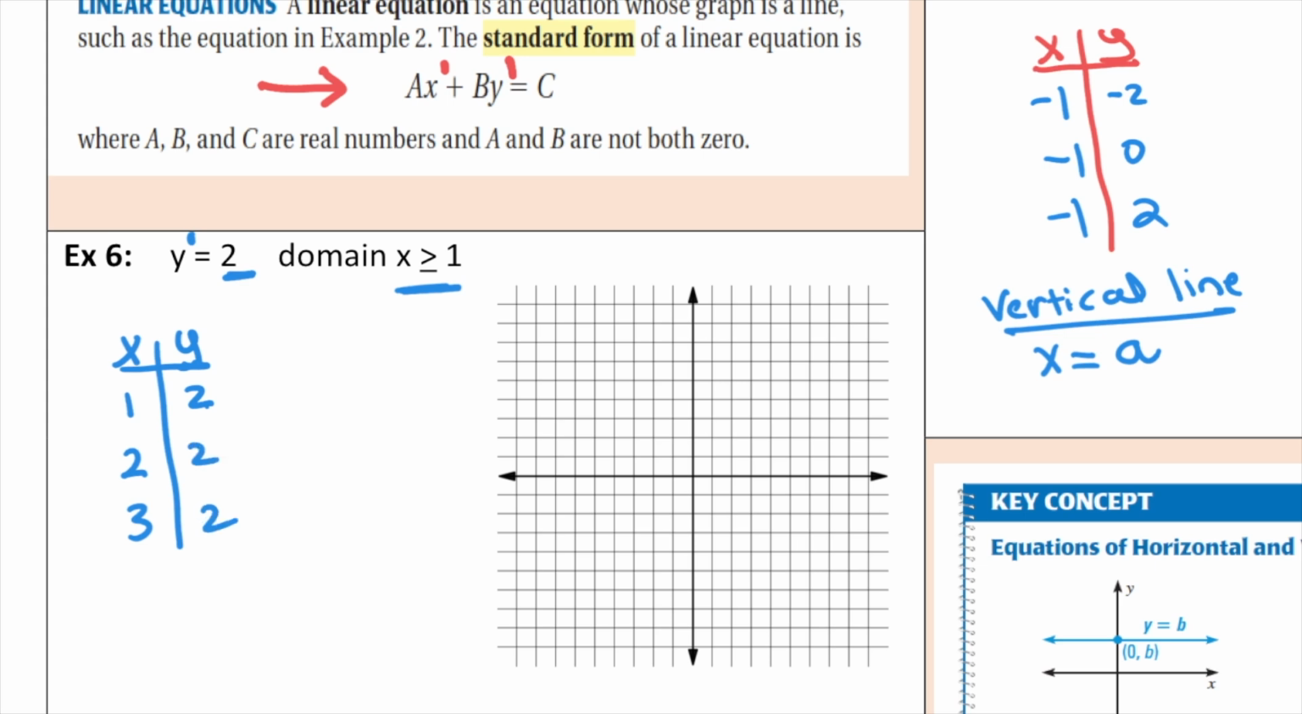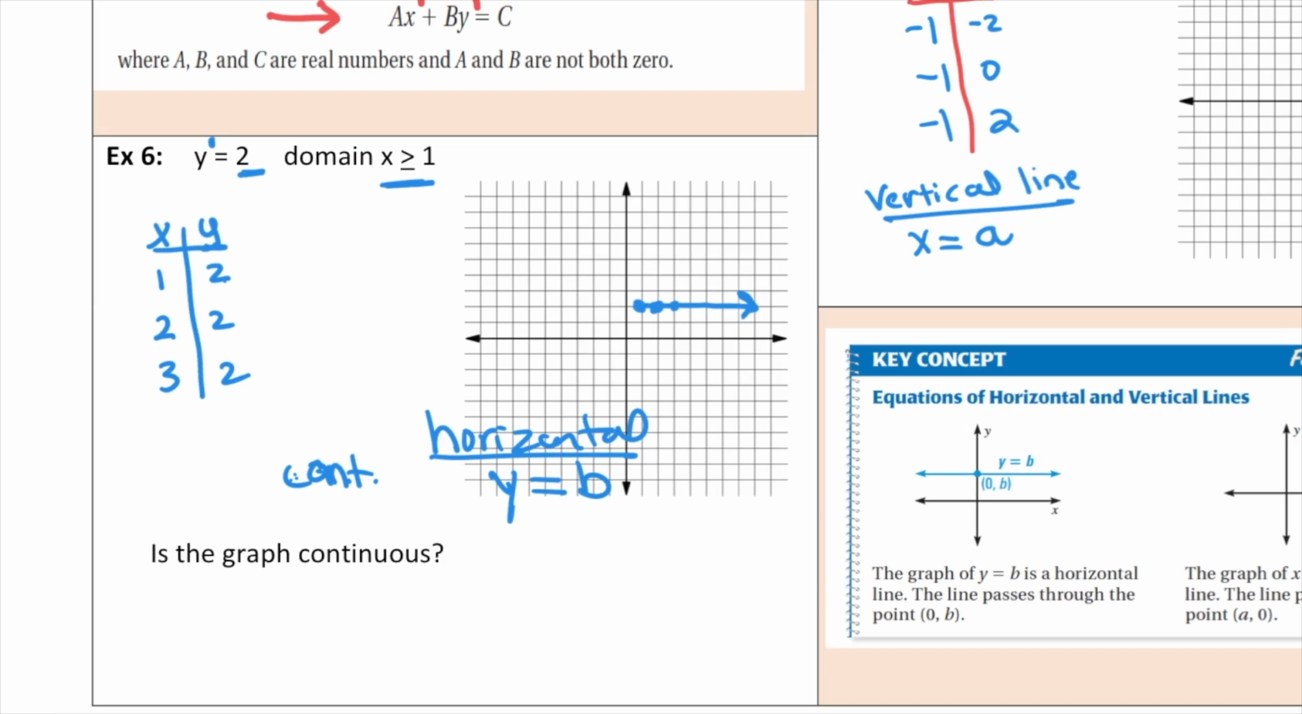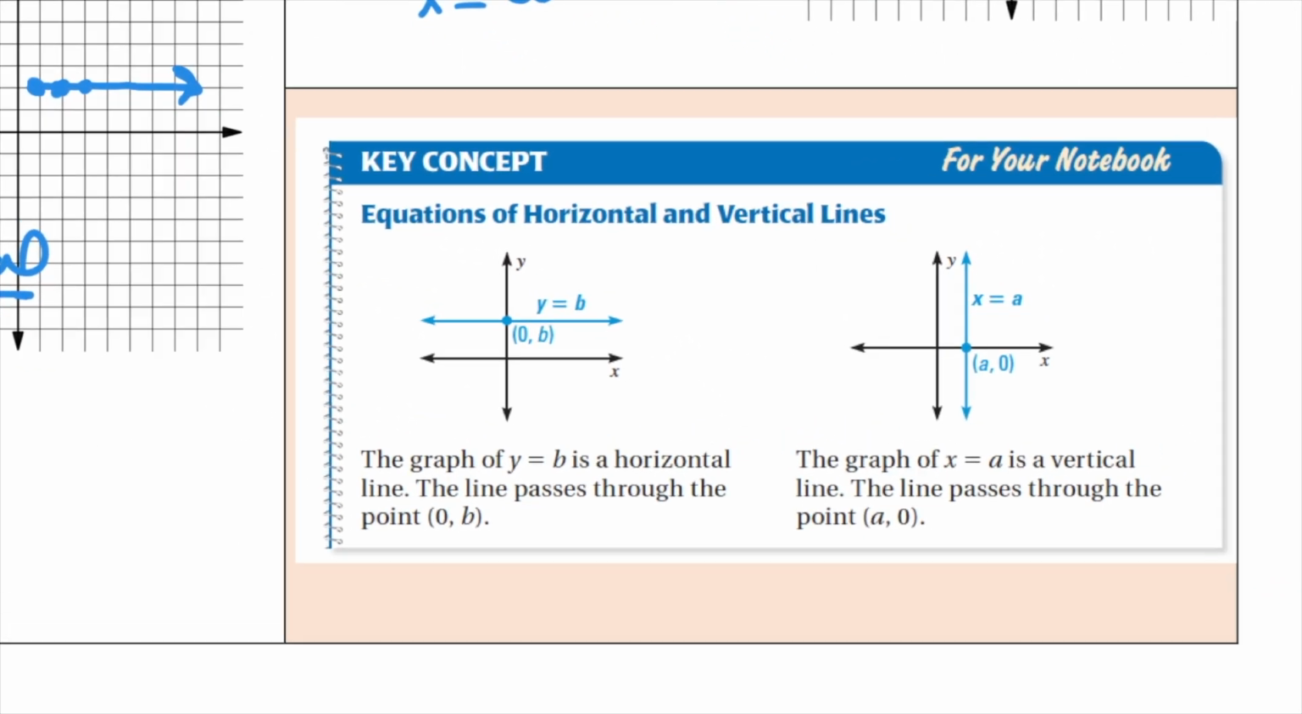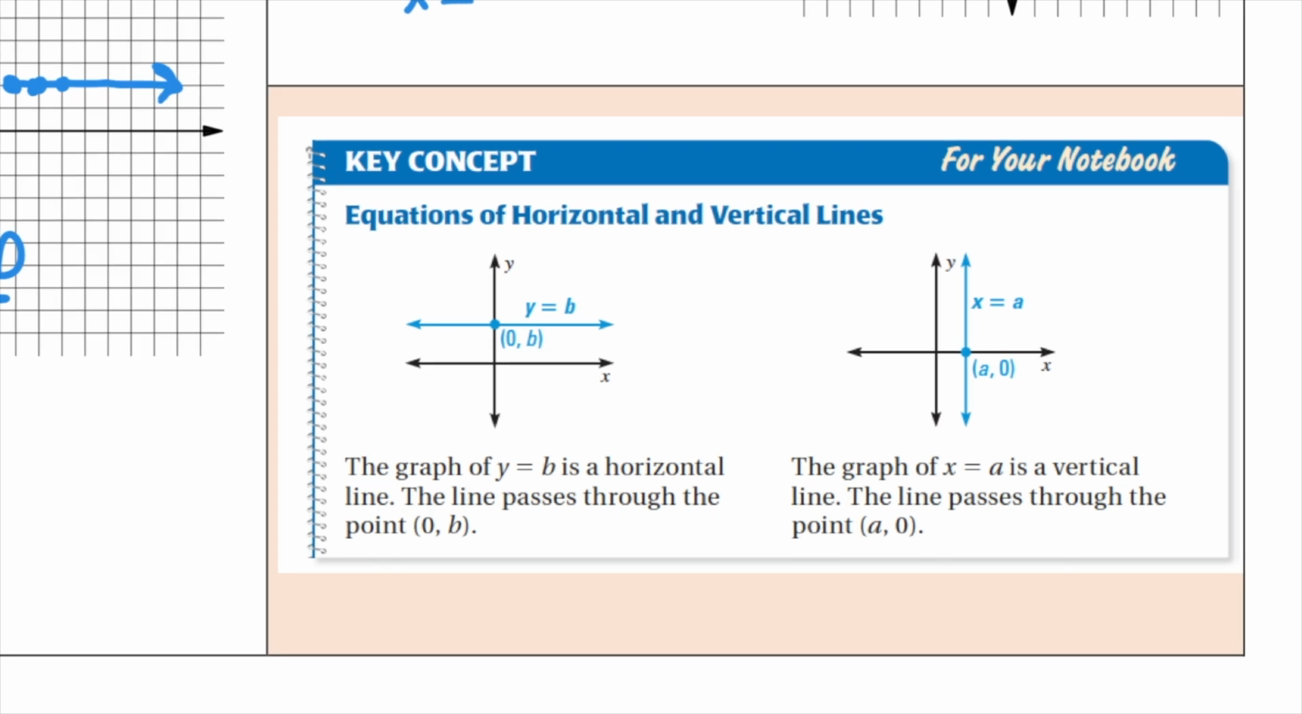So plot my points. 1, 2. 2 with 2. 3 with 2. And all of my x's are bigger than 1. It is a continuous graph. It is also a horizontal graph. And a horizontal graph comes in the form of y equals some number. So we now have equations for horizontal and vertical lines.